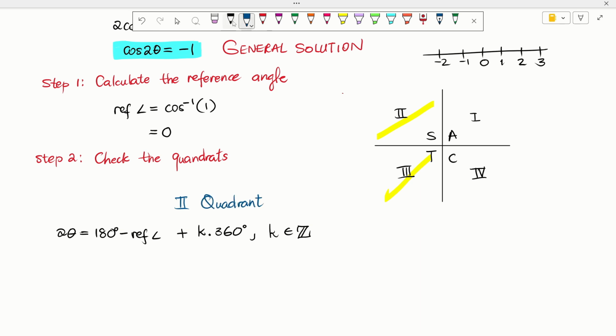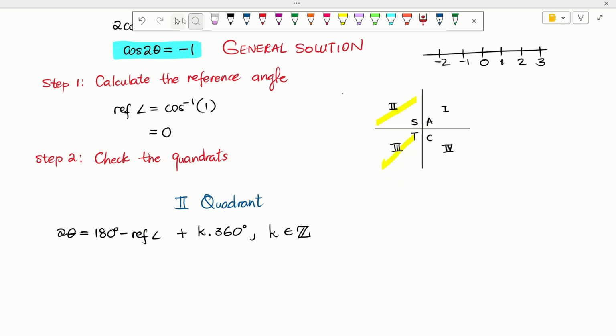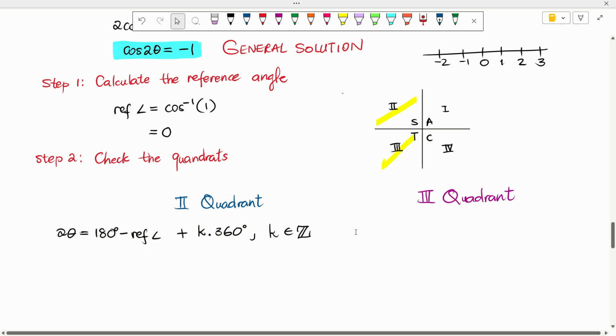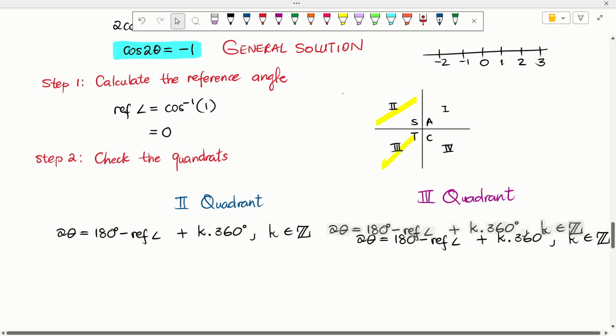In the third quadrant, I'm going to do the same. I'm looking for places whereby cos is negative, because I get a negative 1 there on top. So let me take this and make it smaller. Then I go to quadrant 3. And then I'm going to do the same. I'm just going to copy and paste this thing. But remember, quadrant 3 is 180 plus that reference angle. Okay, so I put that there.